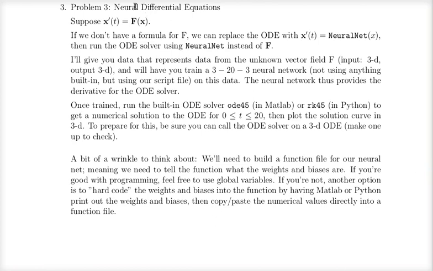So this is a neural differential equation. Suppose that I've got a system of differential equations, probably nonlinear. So like x prime of t equals some function of x, y, and z. y prime equals another function of x, y, and z. And z prime is another function of x, y, and z. I'm going to assume that this is autonomous, although that's not necessary.